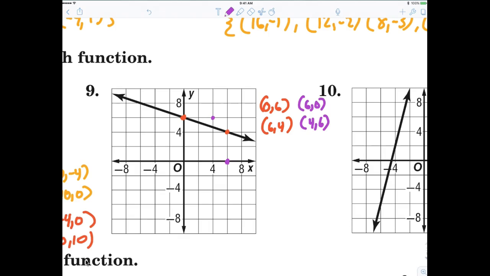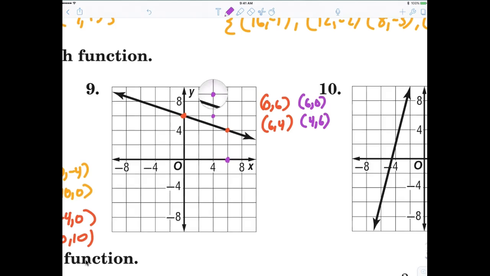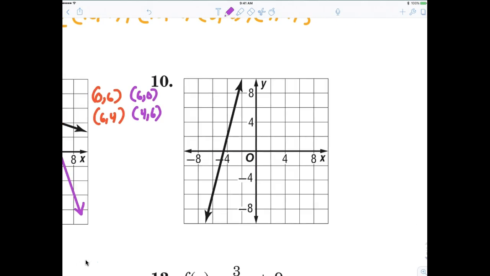Alright, then what I'm going to do is graph those lines. Okay, I'm going to do that. That's the inverse. Hopefully you feel that's pretty easy, a little bit easier than what you did yesterday.